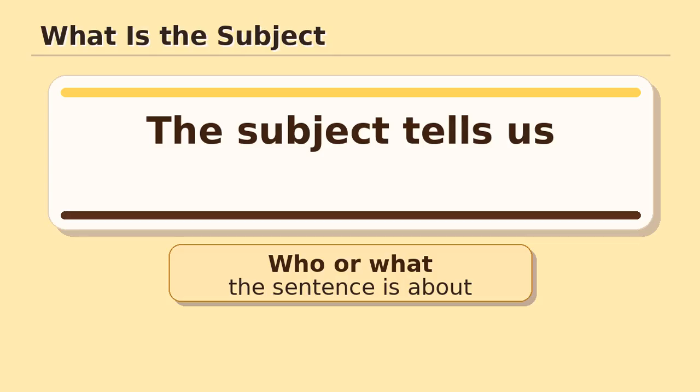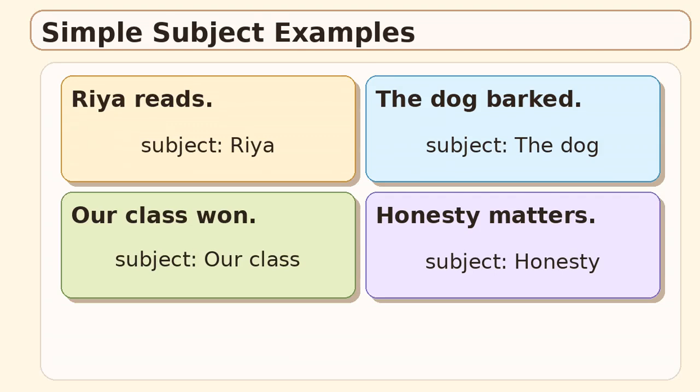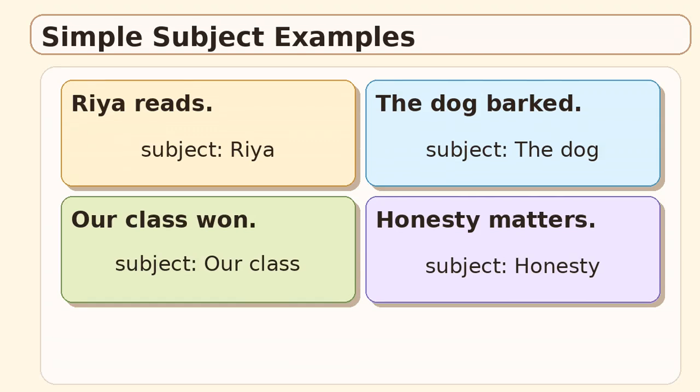The subject is the person, thing, place, or idea that the sentence is about. In simple words, it answers the question, who or what? Let us begin with easy subject examples. In each case, focus only on the central doer or topic of the sentence.